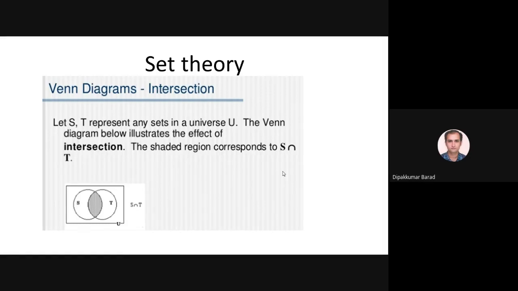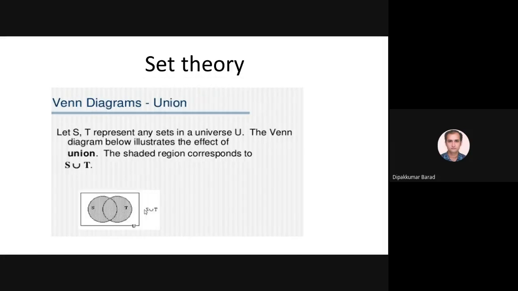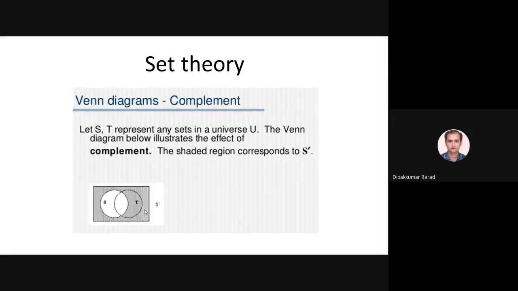Now Venn diagram. So intersection for a Venn diagram: you have given two sets S and T, and the intersection is the region denoted as the intersection of these two sets S and T. So this shaded region is S intersection T. Now S union T. So this is fine. Now what is S complement? S complement is the shaded region denoted here as the complement. Okay.